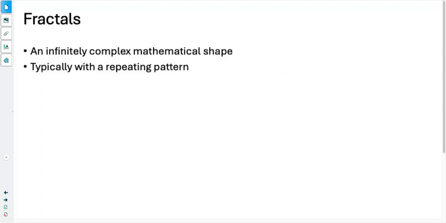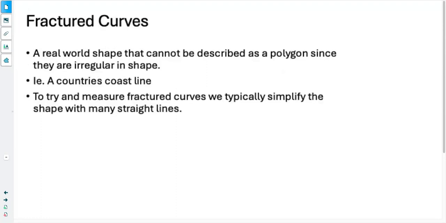Now we'll also look at ones that do not have repeating patterns. These are referred to as fractured curves, which is a real world shape that cannot be described as a polygon since they're irregular in shape, so it can't be described as a rectangle or a trapezoid. An example of this would be a country's coastline. Now, to try and measure fractured curves, we typically simplify the shape with many straight lines. So we'll do an example of this coming up.